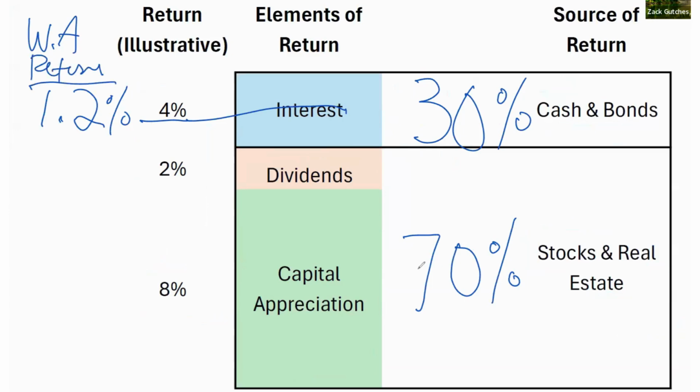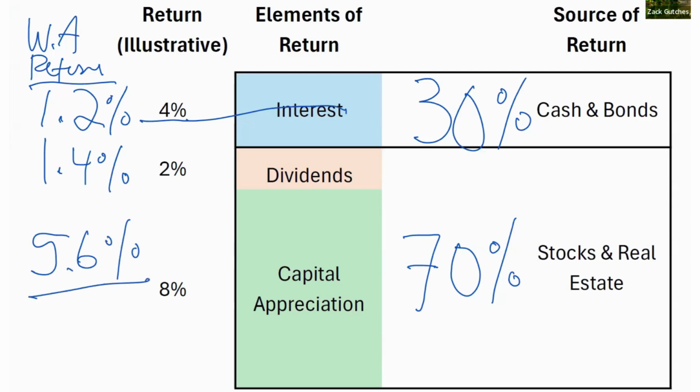And then 70% is kicking off a 2% dividend, that's 1.4%. And then 70% is providing 8% capital appreciation, so that's a 5.6% return. When you look at all of that factored in from this diversified portfolio, that's an 8.2% per year annual return, or that's the total return from all sources of this hypothetical portfolio.